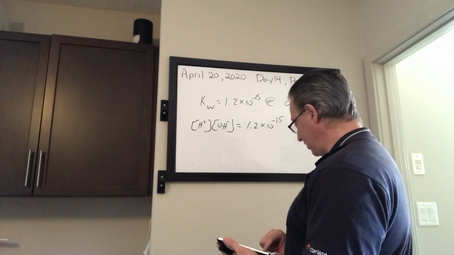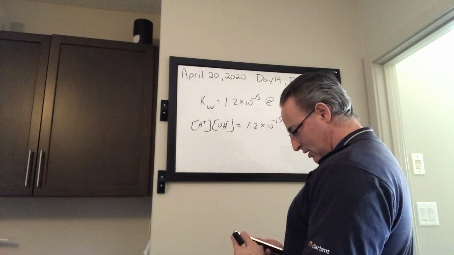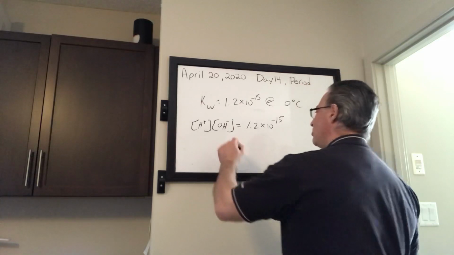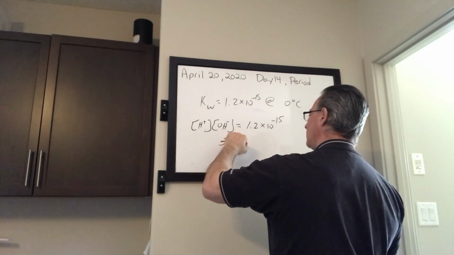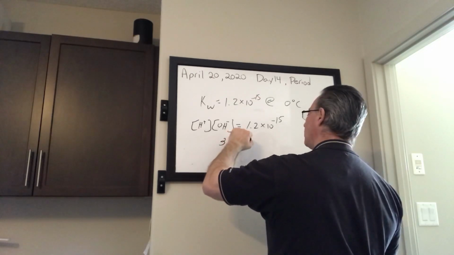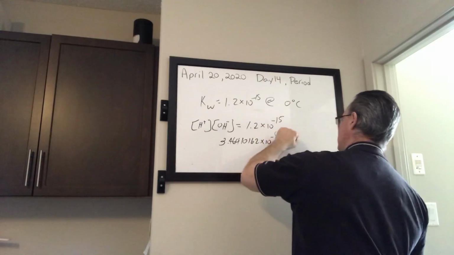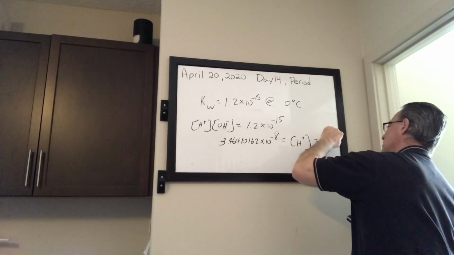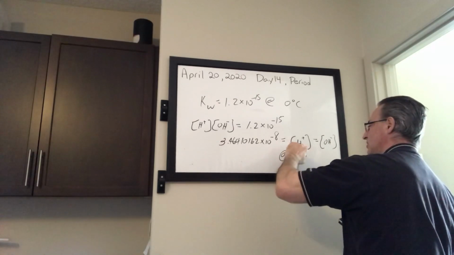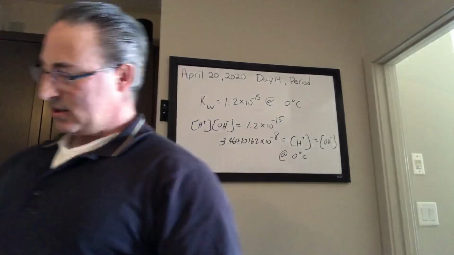Square root of 1.2 times 10 to the negative 15 is 3.464 times 10 to the negative 8. And that's going to equal the H plus concentration, and it's going to equal the OH minus concentration at 0 degrees Celsius in pure neutral water.